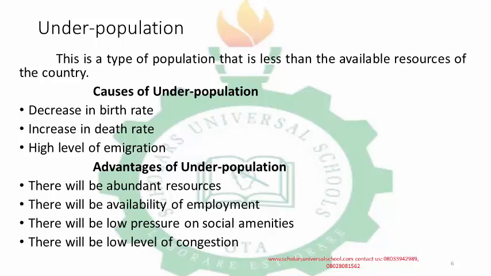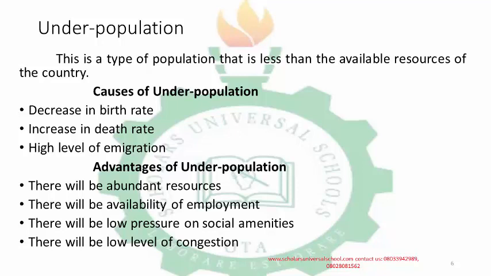So we have underpopulation. Now, what are the causes of underpopulation? The first factor that can cause underpopulation is decrease in birth rate. When we have fewer number of people being given birth to in the country, it will lead to underpopulation, which means the resources are there, but the manpower or the humans that are supposed to harness such resources are not there to make use of such resources.